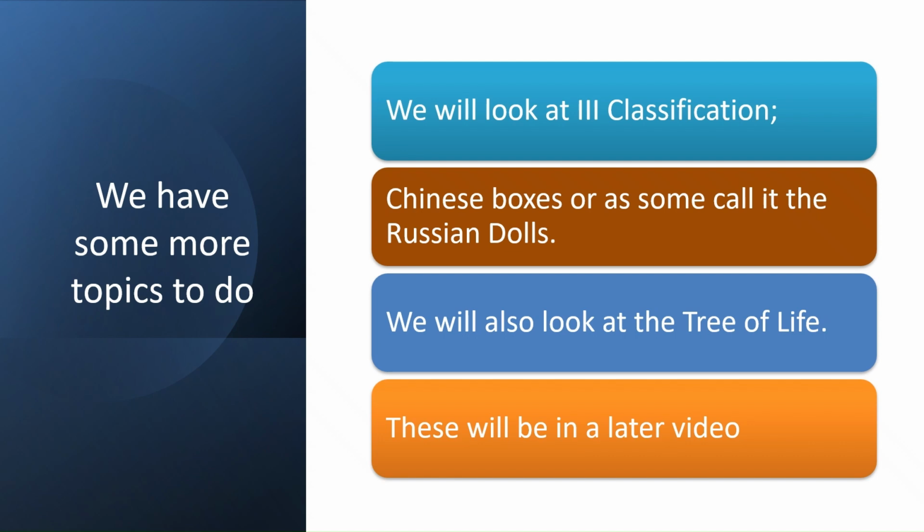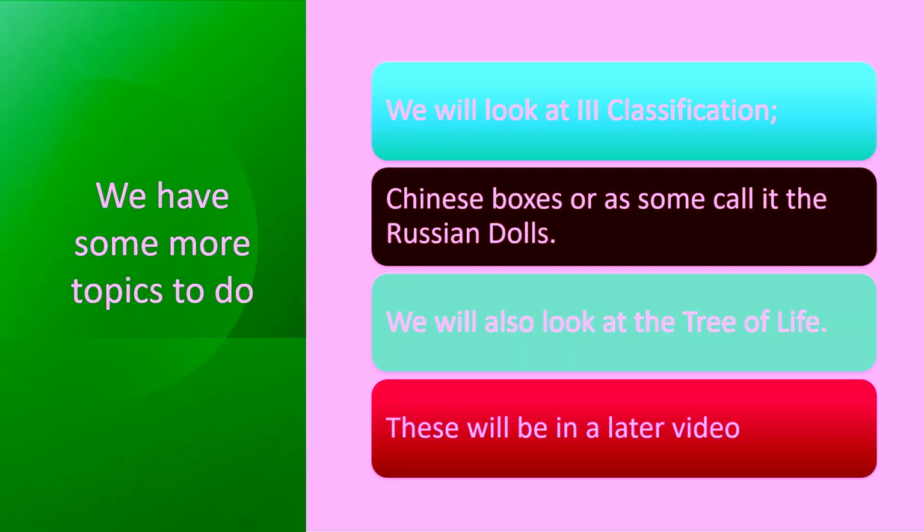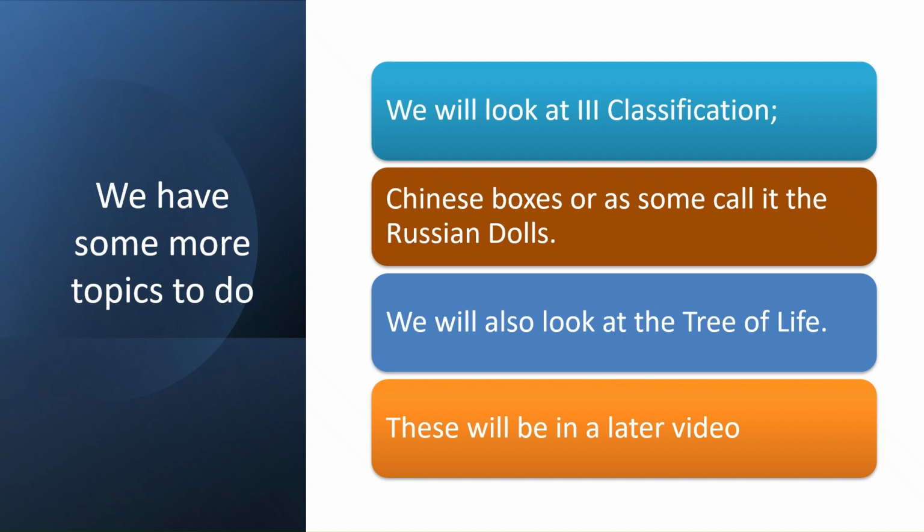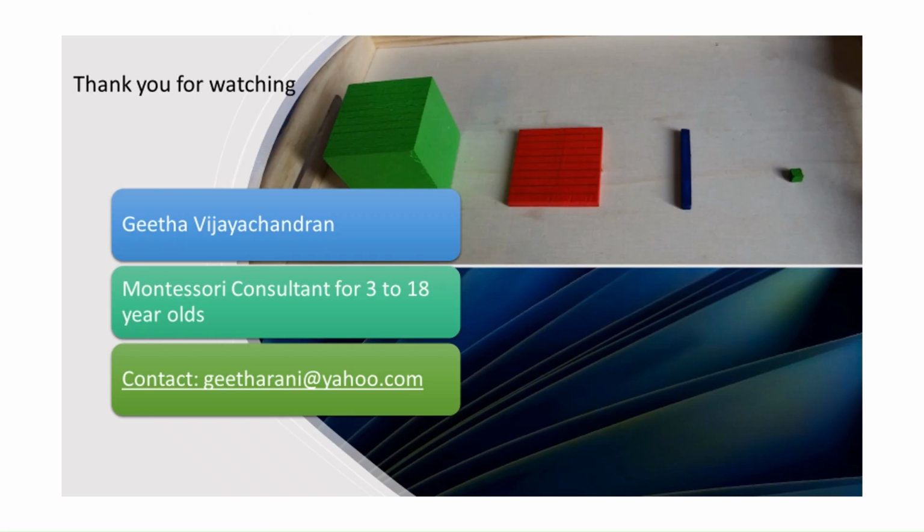Now, we have some more topics to do, which we will do in the next few lessons or videos. We have to look at the third classification of the animal kingdom, that is the Chinese boxes, or as some call it, the Russian dolls. We will also have to look at the tree of life. This will be in a later video. And once we do this, then we finish all the topics meant for the elementary. That brings us to the end of the second classification of the animal kingdom.